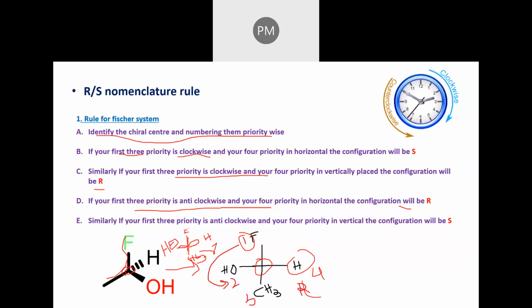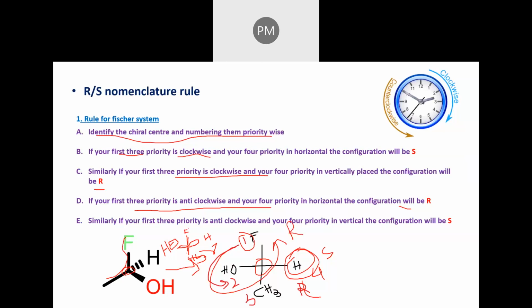Your first 3 priorities are clockwise and your 4th priority is horizontal like this. If the 4th priority is horizontal and the first 3 priorities, 1, 2, 3, are clockwise, then that will be S, and anti-clockwise will be R. So now this is the anti-clockwise direction, so the configuration will be R.